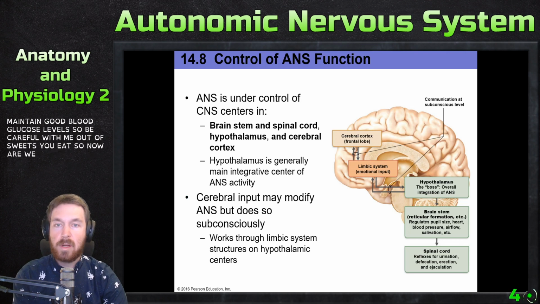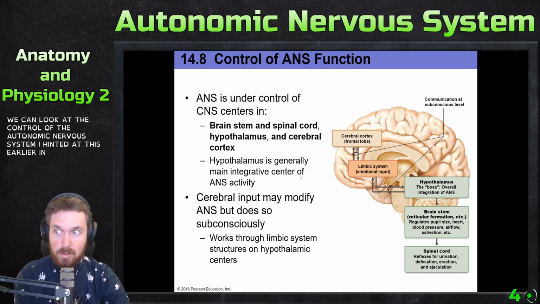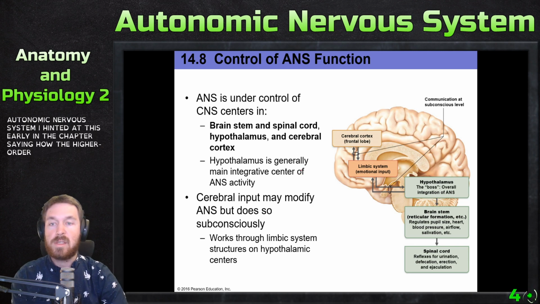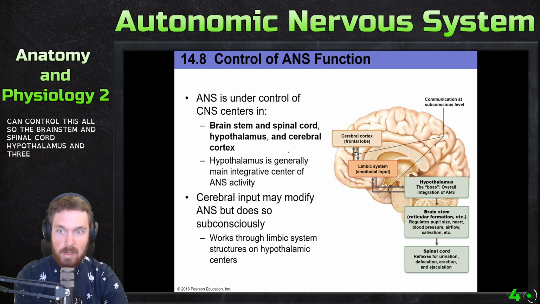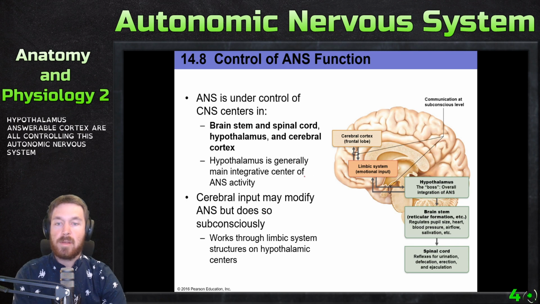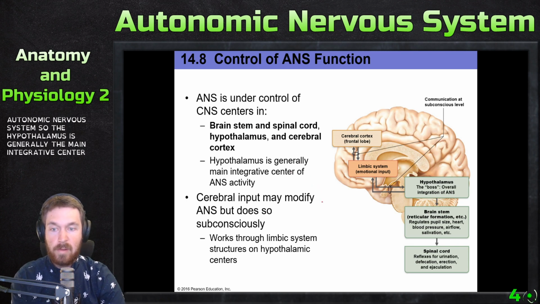So now we can look at the control of the autonomic nervous system. I hinted at this earlier in the chapter, saying how the higher order brain centers can control this all. So the brainstem and spinal cord, hypothalamus, and cerebral cortex are all controlling this autonomic nervous system. The hypothalamus is generally the main integrative center of the autonomic nervous system.